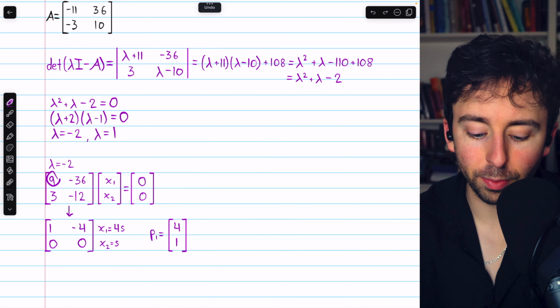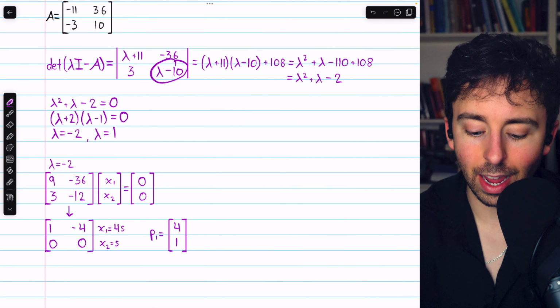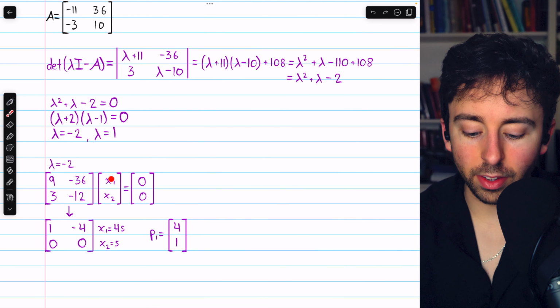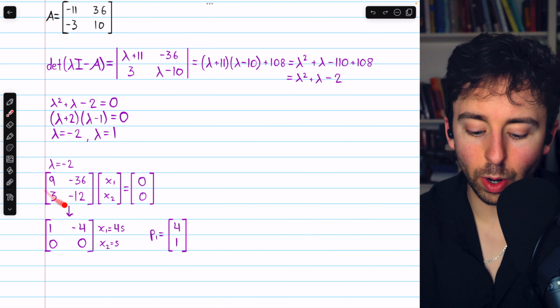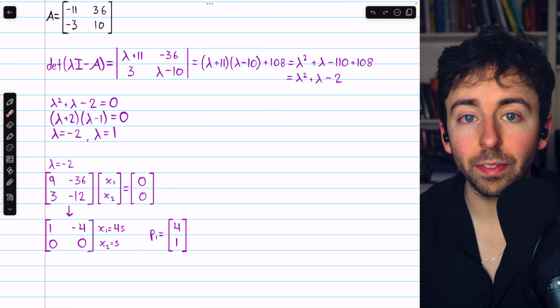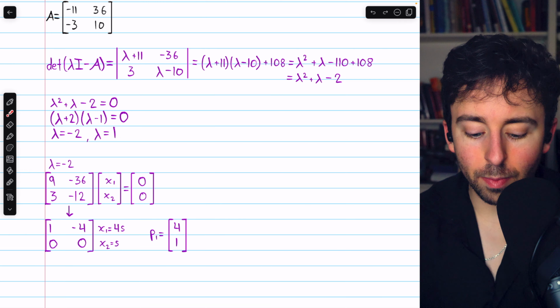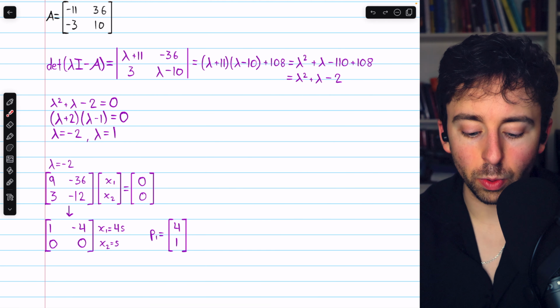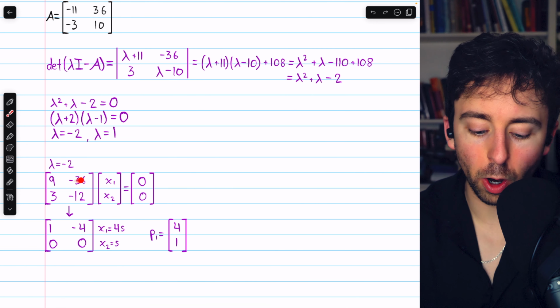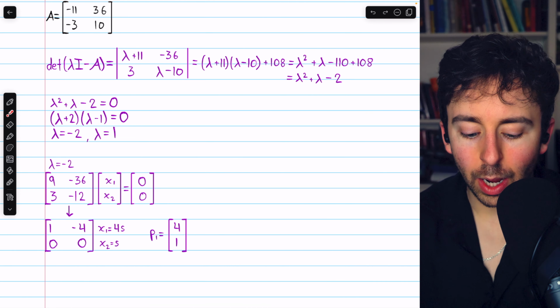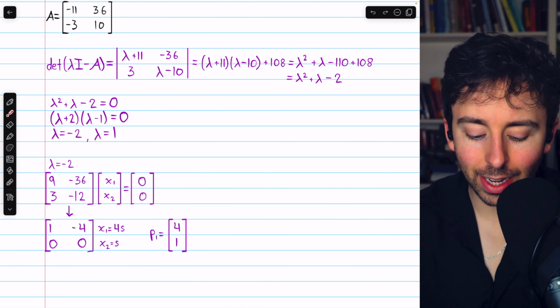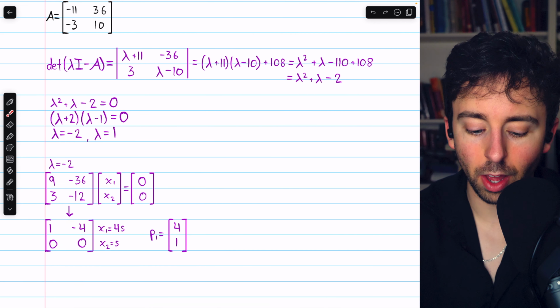Negative 2 plus 11 is positive 9. Negative 2 minus 10 is negative 12. Any non-zero vector satisfying this equation is an eigenvector, so we have to solve this system. We can perform Gauss-Jordan elimination on this matrix. All we have to do is subtract 1/3 row 1 from row 2, and then divide row 1 by 9, and that gets us to this reduced row echelon form.